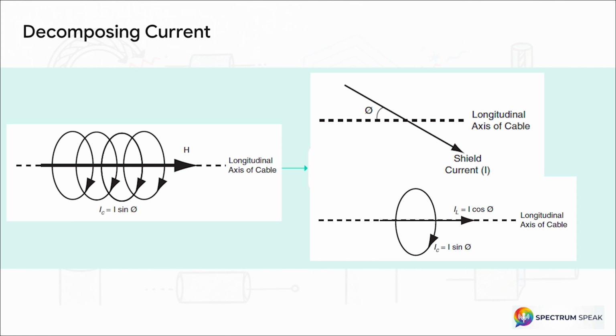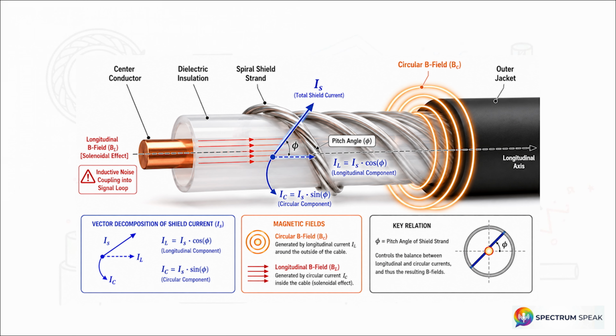This is the safe current flowing straight down the axis. Step 2, the circular current, I sub C, equals I times the sine of phi. This second vector is our villain. This mathematical expression right here proves that the larger your pitch angle phi, the more destructive circular current you generate wrapping around your core. But what does that circular mathematical vector physically mean in the real world?